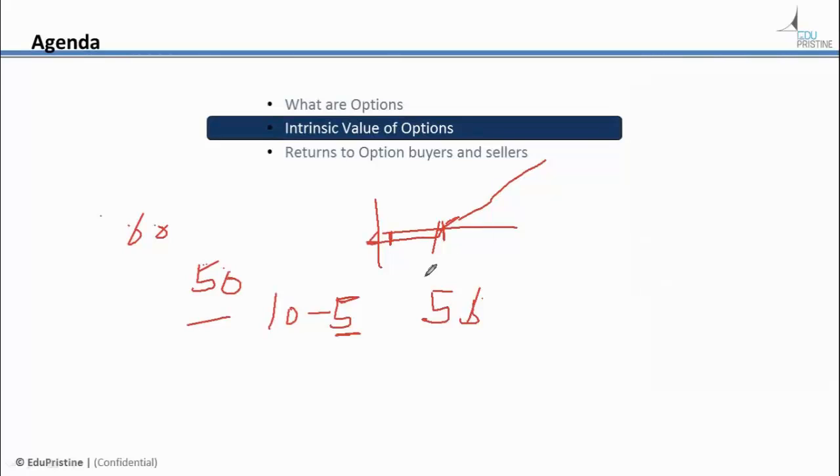If the current price is 52, how much are you making? You are making 2 minus 5, so minus $3. That's your return, and $2 is your payoff.